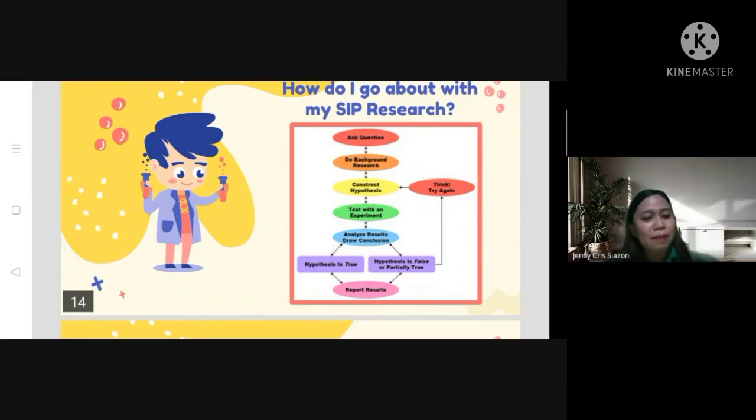uulit. At para maging maulit siya, dapat napakadetalyado ng bawat steps na pagdadaanan natin. Ultimo yung mga measurement, talagang nilalagay nyo sa materials and methods. Kasi kailangan magagaya siya, magagawa siya ng ibang tao. Okay? Kailangan yung taong pipili ng research mo na gusto niyang gawin ay makokonduct niya ng maayos kasi nabanggit mo lahat ng detalye ng iyong research.